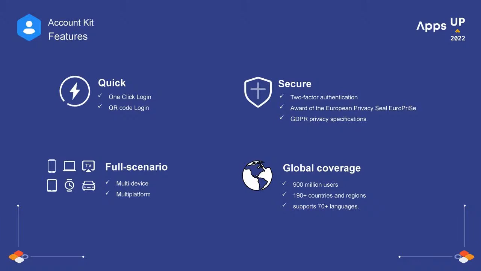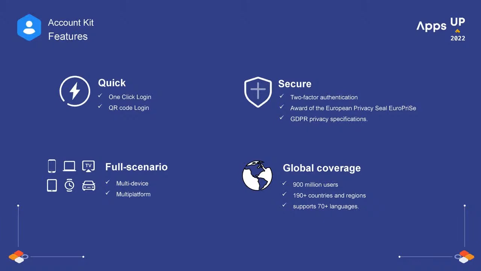Now let's go through the different features of Account Kit. First, it is quick. Account Kit lets you give your users a way to quickly sign in just by tapping a button or by scanning QR code. Account Kit is secure. It supports two-factor authentication. It also is fully compliant with the GDPR and different data and privacy laws and regulations.